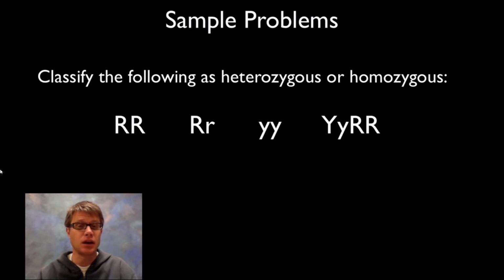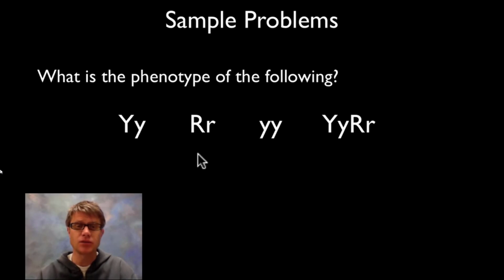Let's go a little easier. Classify the following as heterozygous or homozygous. Right answer should be, this would be homozygous, this would be heterozygous, this would be homozygous, and this is going to be heterozygous for the first trait, homozygous for the second. We could get a little more specific. This would be homozygous dominant, this would be homozygous recessive, this would be heterozygous, and sometimes we call that hybrid. Let's go to the next one.